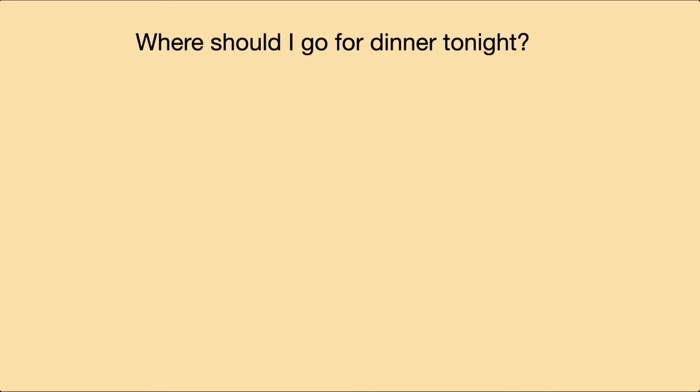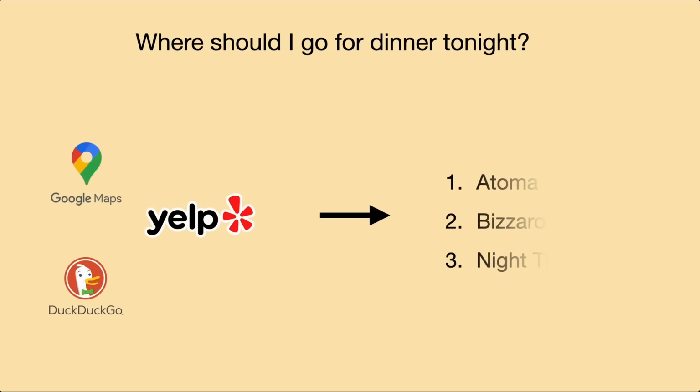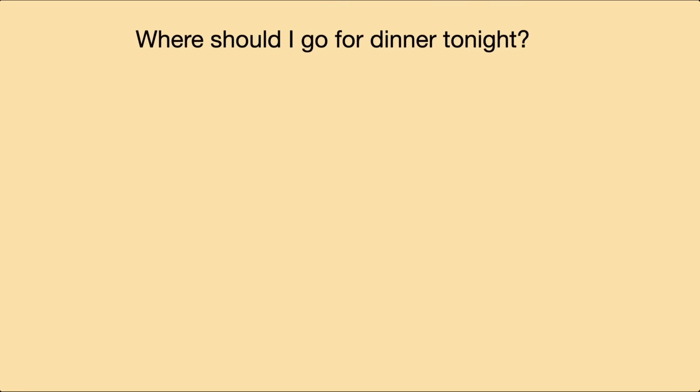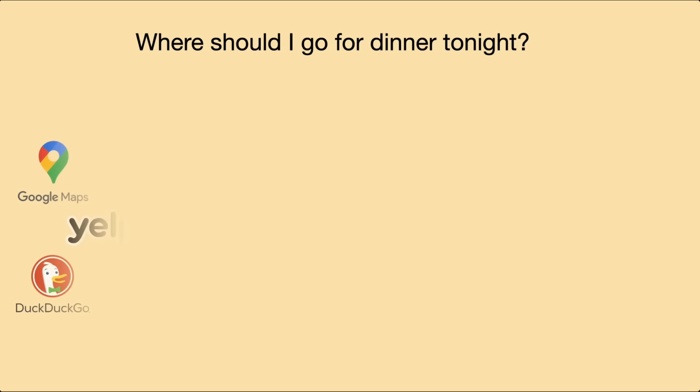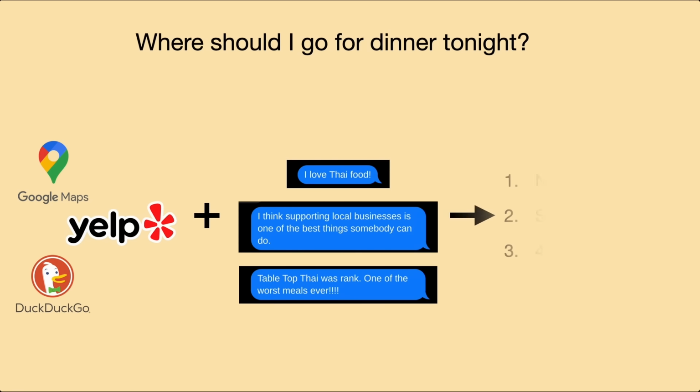If I asked my agent, where should I go for dinner tonight? That's a search task. You can pull from search engines, Google Maps, and reviews to answer, and nobody would say that these answers are illogical or incorrect. You don't actually need to know my preferences to answer me. Obviously, if an agent can pull from previous conversations to personalize its response, the output will be much more satisfying to me. So here you see that the agent has retrieved previous conversations that mention that I love Thai food, I think supporting local businesses is great, and I really hated tabletop Thai. So these responses are a lot more personal to me.